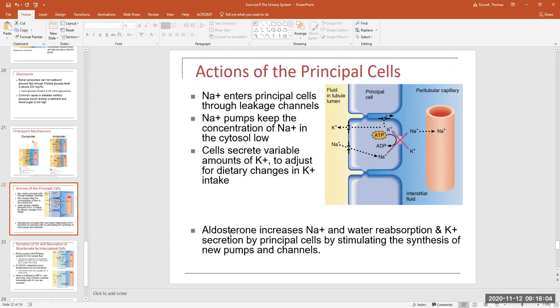Because what aldosterone does is aldosterone affects principal cells to incorporate transporters to reabsorb more sodium into the blood. So if we have more transporters that move sodium into the blood, we can help increase our blood pressure. And the reason for that is this statement. Wherever sodium goes, water is sure to follow. So indirectly, aldosterone makes your kidneys reabsorb more water. It does that by causing you to reabsorb more sodium.